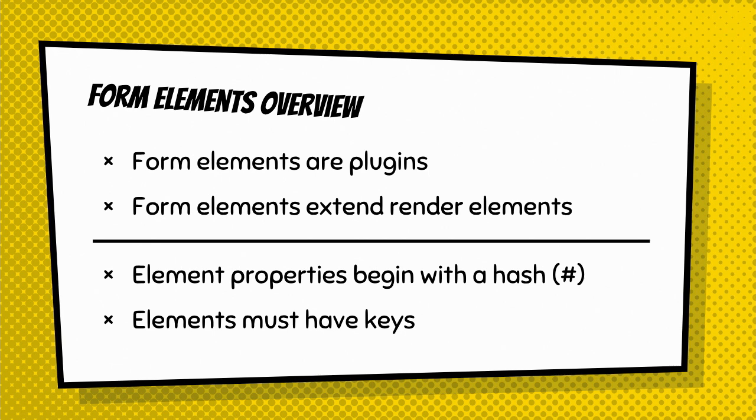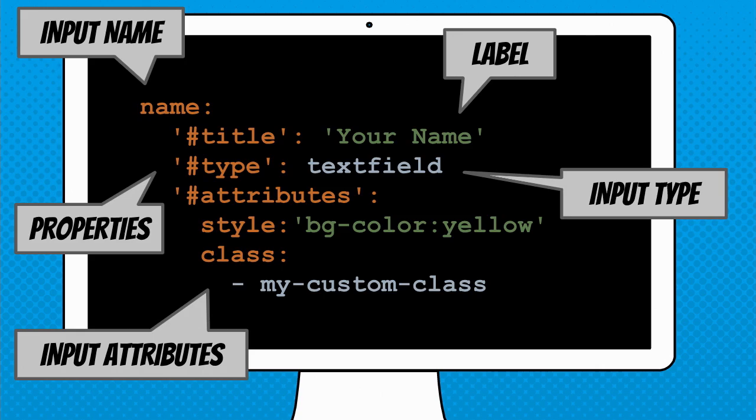This is a breakdown of an individual form element. There's a little pointer here. There we go. This is the key, the name. This property defines the title, and what type of input we want, a text field. And there are some arbitrary attributes being added, and these attributes just go into the HTML markup, so a style and a class. Now if I click forward, we're going to see the rendered element, and this is the rendered markup.